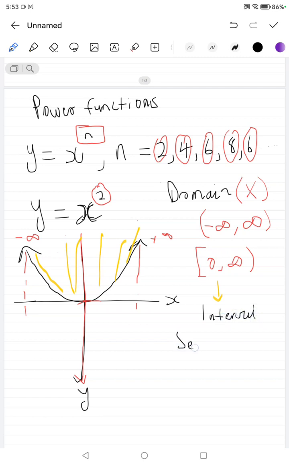Then if they ask you to do your set, you will see something like y such that y is greater than or equal to 0, and you include those curly brackets.